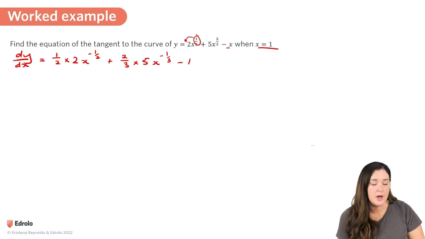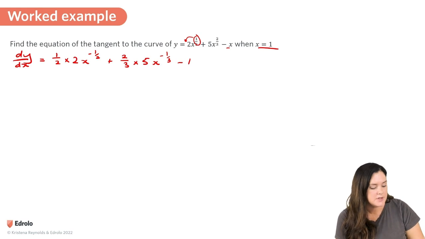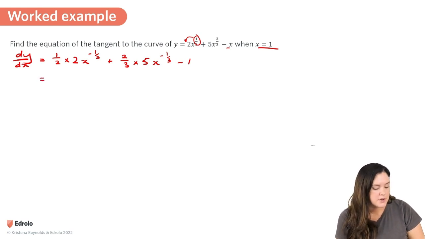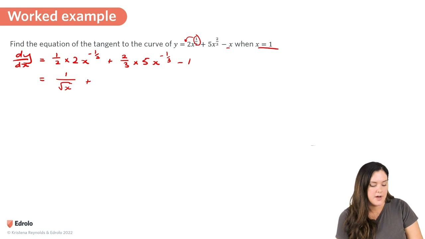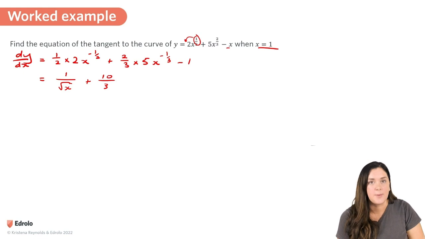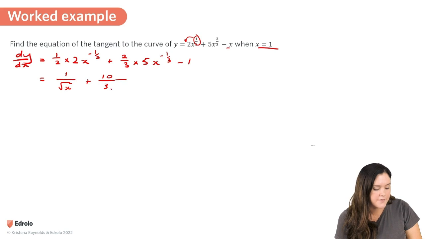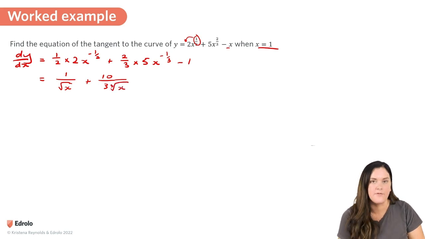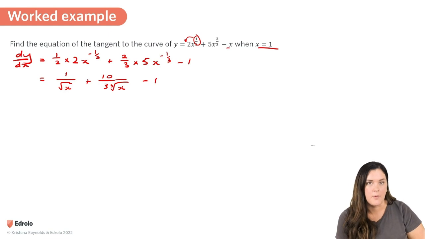Now, since we're substituting, I'm going to rewrite this using positive indices and using our square root function, just so it's a little bit easier to work with. So firstly, simplifying, I've got a half times 2, which gives me just 1. And since I've got x to the power of a negative half, that means it's going to be on the bottom. So we've got a fraction there. So I've got 1 over the square root of x. My next term, I've got 2/3 times 5. So I've got 10/3. And I've got x to the power of a negative third. So that means I've got that on the bottom there. So we'll have 3 times the cube root of x. And then lastly, we've just got take away 1 on the end.